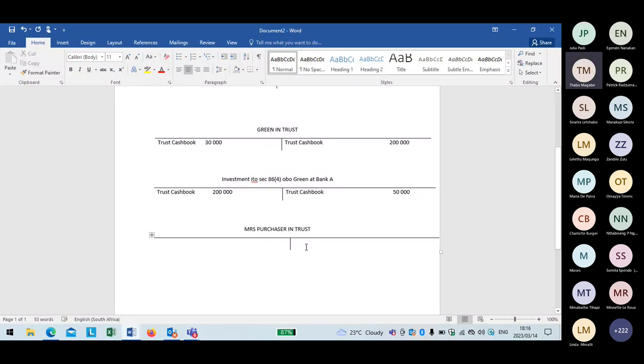Do we debit or credit Mrs. Purchaser in trust? Credit. We credit, and our narration will be? Trust cash book. And the amount is? 350,000. So we are done with number three.